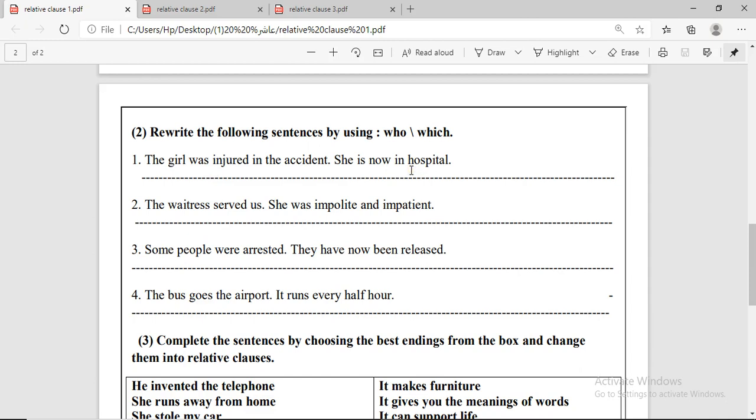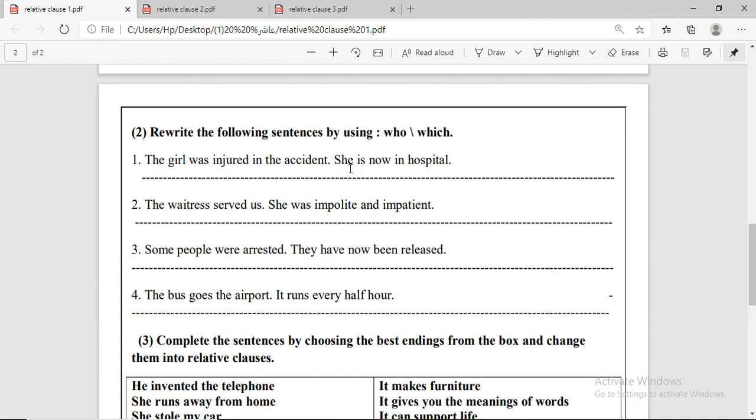So we are talking about the girl, right? This is the subject. The girl, who or which? Who? Yes. The girl who was injured in the accident is now in hospital. We delete she because we made the two sentences as one sentence, and we don't have to mention the subject again because it is mentioned here, the girl. ما بصير نكرر الاسم.